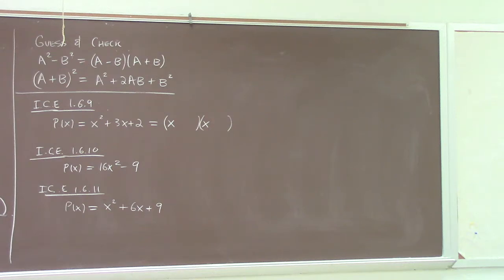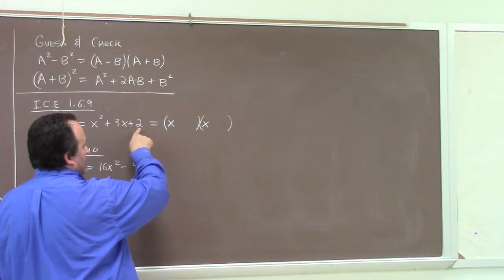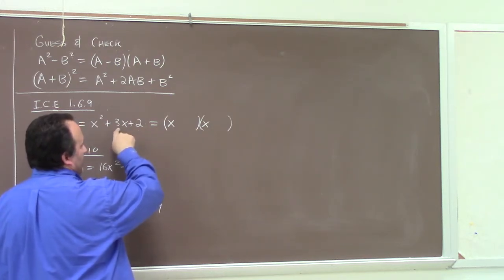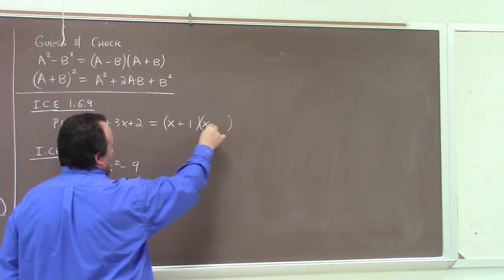Okay, so let's see. We think about 2. Ways to get 2 are like 1 times 2 or minus 1 times minus 2. Since I got a 3 here, and 3 is 1 plus 2, it means I can just put plus 1 and plus 2.